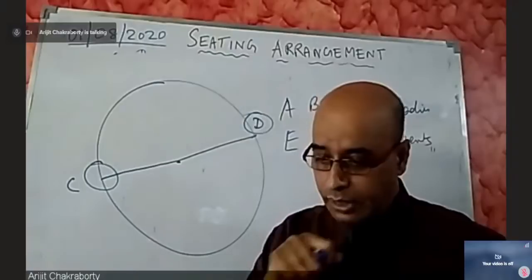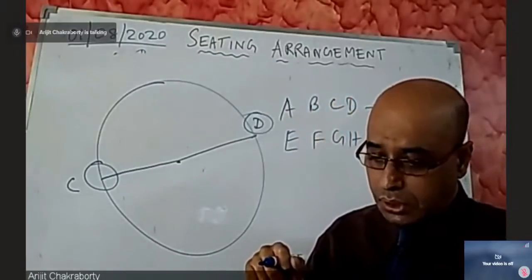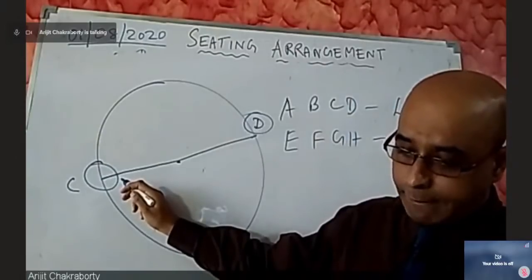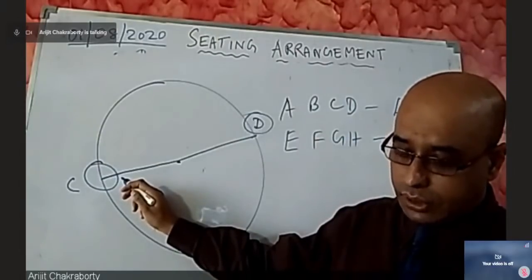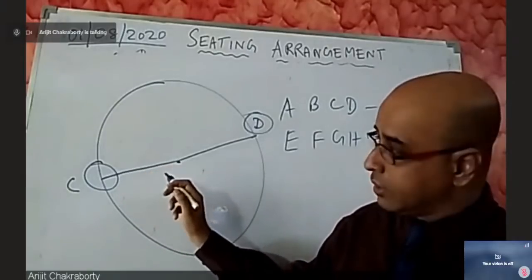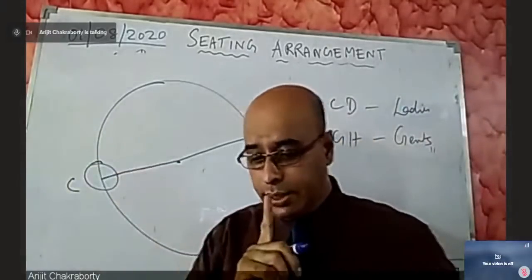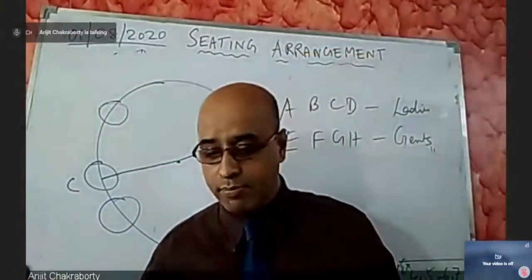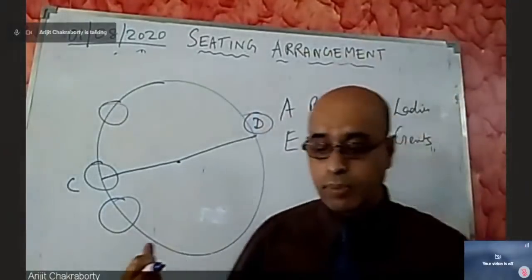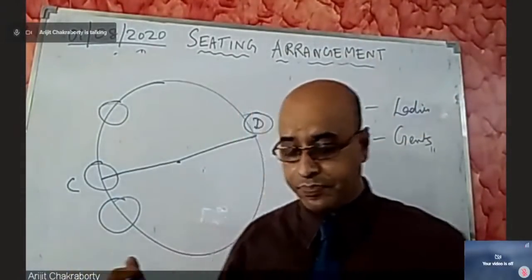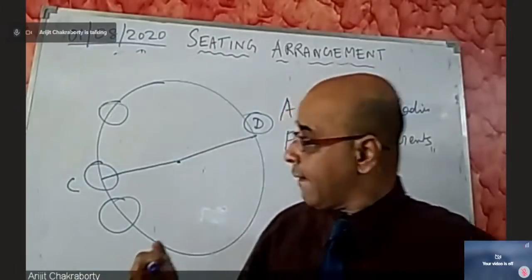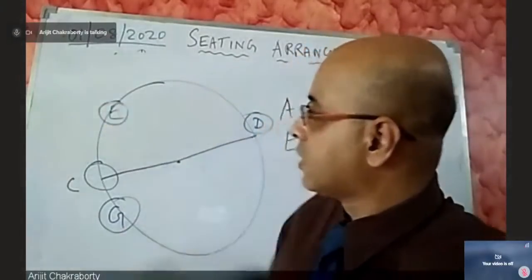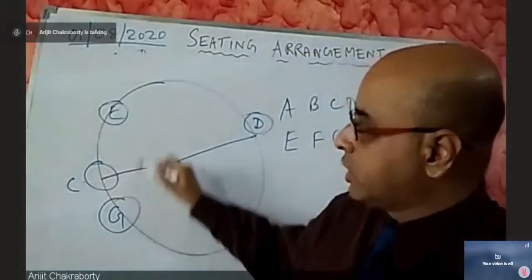C is sitting between G and E. So there are two places next to C. One can be occupied by G and the other by E. So let me put G here and E here. Okay, so C is sitting between G and E. Fine.